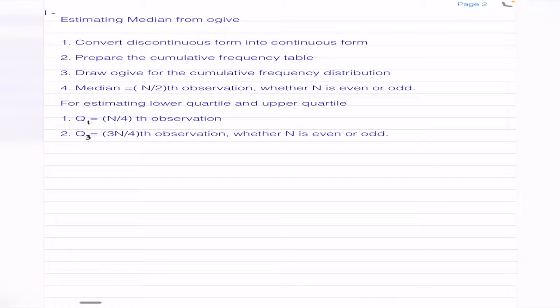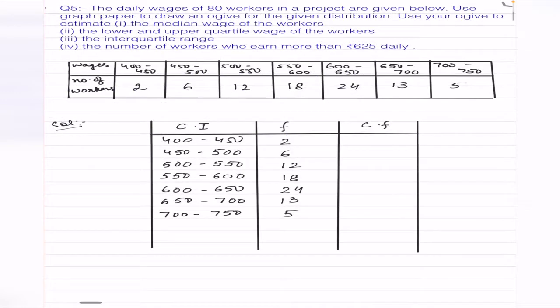So let's see the example. Our given question is: the daily wages of 80 workers in a project are given below. Use graph paper to draw an ogive for the given distribution. Use your ogive to estimate the median, lower and upper quartile, interquartile range, and the number of workers who earn more than rupees 625 daily. So this is the given table.